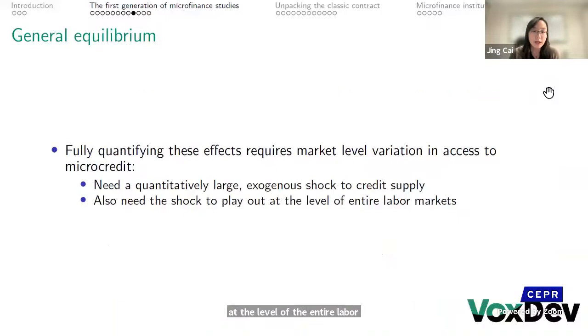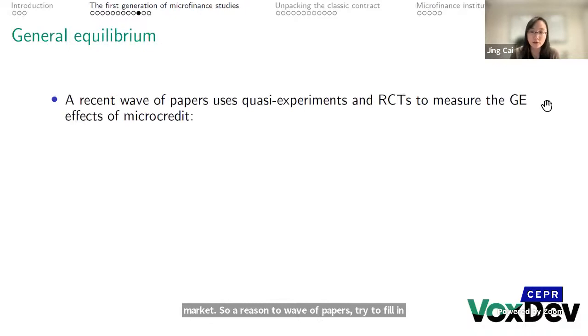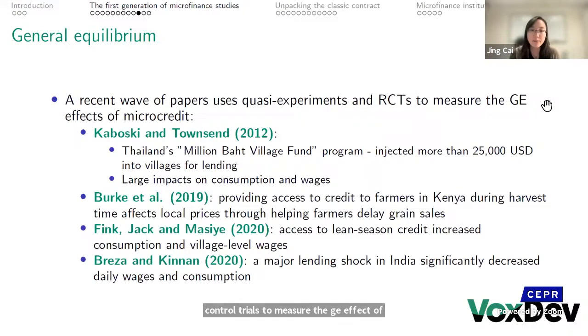So a recent wave of papers tried to fill in this gap by using quasi-experiments and randomized control trials to measure the GE effect of microcredit. For example, Kaboski and Townsend's 2012 paper found that Thailand's Million Baht Village Fund program, which injected more than $25,000 into villages for lending, has big impacts on consumption and wages. Fink et al. 2020 carried out a study in Zambia and showed that access to lean season credit increased consumption and village level wages. And similarly, Burke et al.